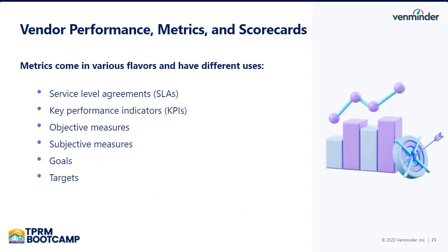When it comes to vendor performance monitoring and scorecards, it's important to learn how to design and use these tools effectively. Understanding the key differences between a target and a goal, knowing if a measure is subjective or objective, can really make all the difference in effective performance management. It is also advantageous to know when and how you should use a service level agreement versus a key performance indicator. Keep in mind that how you and your organization manage vendor performance is truly up to you.